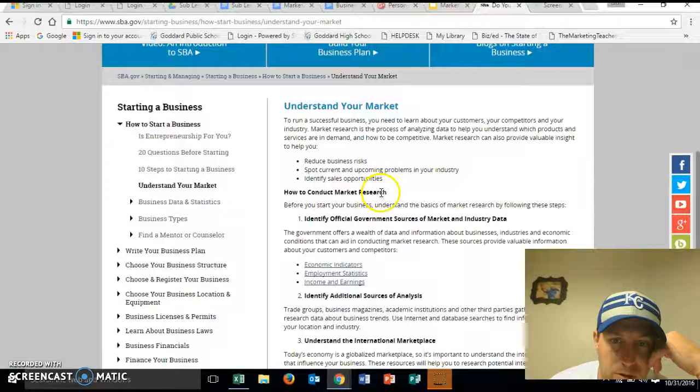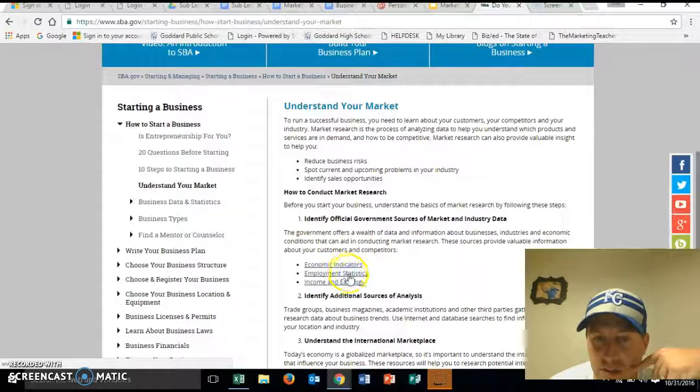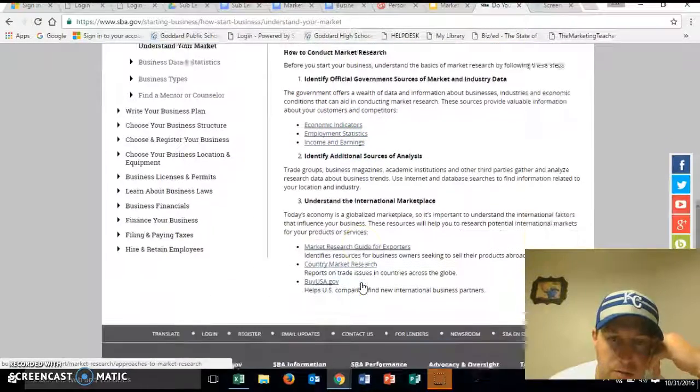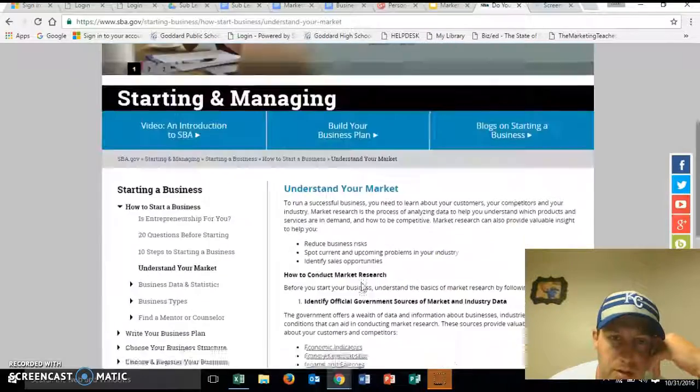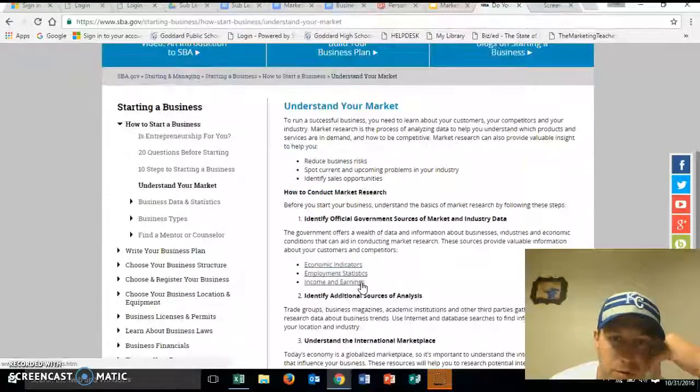And it says how to conduct market research. And here's some indicators, statistics, and other income earnings and things like that. Go through and look through all these things and see what you can include in your business plan. The more information you have, the better off you're going to be. Okay, I'm going to go back.